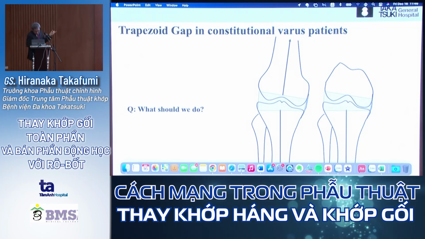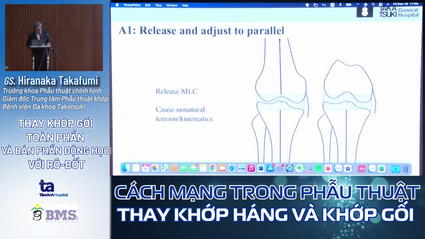This is a very important question. We have 3 options for manipulate this trapezoid gap. One is release the medial collateral ligament, MCL. So this is a mechanical approach to make the rectangular gap, release the MCL. This is one approach, but that causes the pain or instability. So I want to avoid the release of the soft tissue.